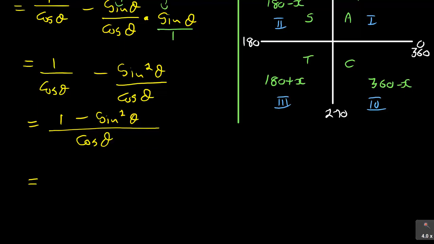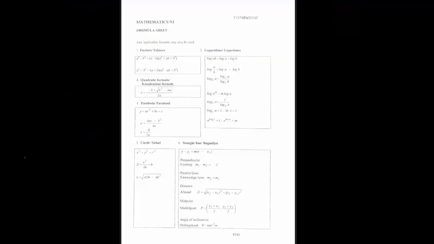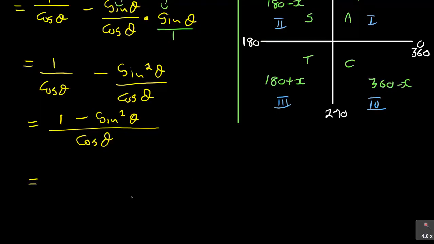Now if I go back to the formulas that we're looking at under trig, there is an important formula that you always need to know. I always emphasize this formula, which is sine squared theta plus cos squared theta is equal to 1. You remember it? Sine squared theta plus cos squared theta is equal to 1. So I'm going to bring it here: sine squared theta plus cos squared theta is equal to 1.